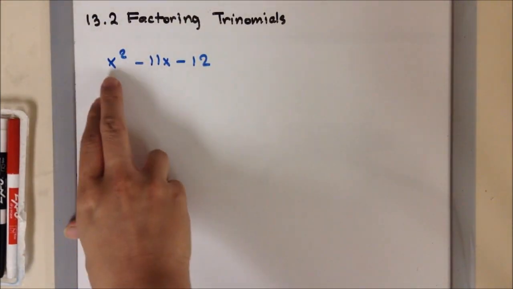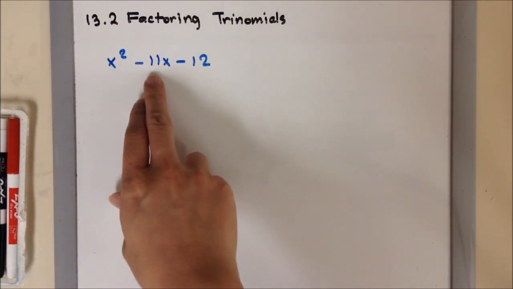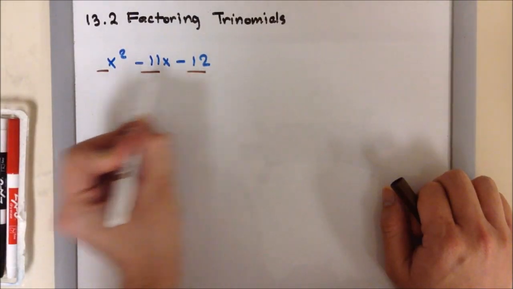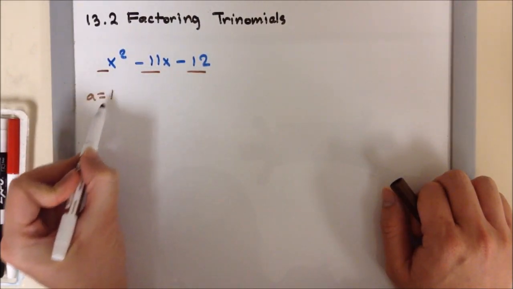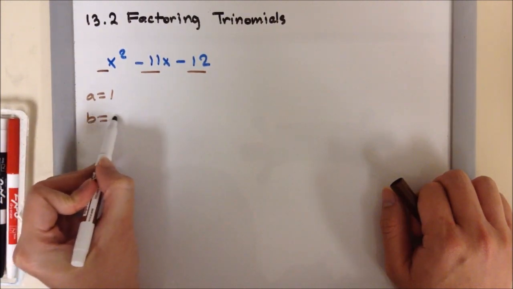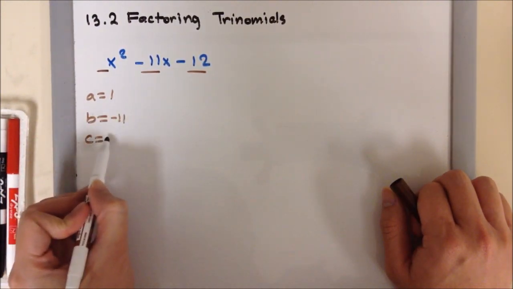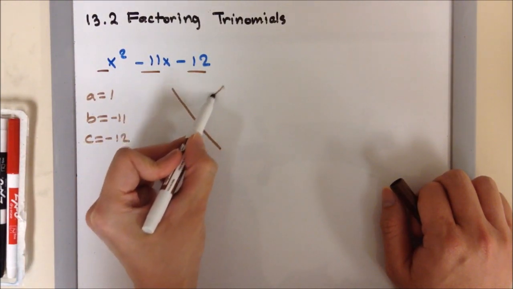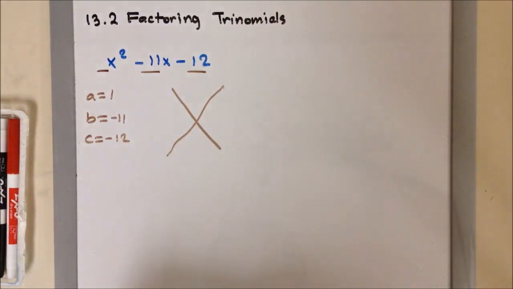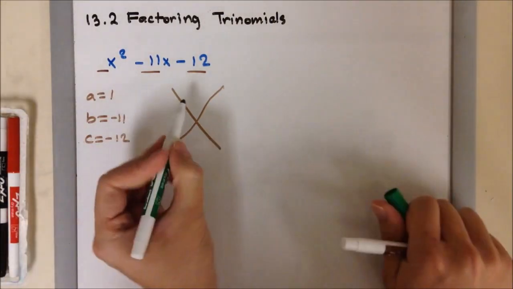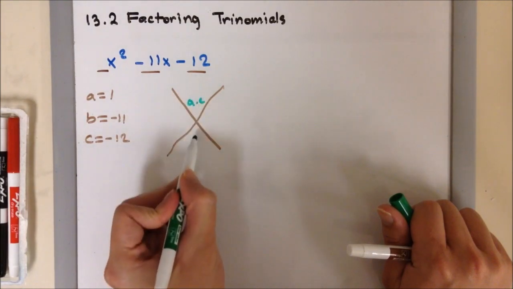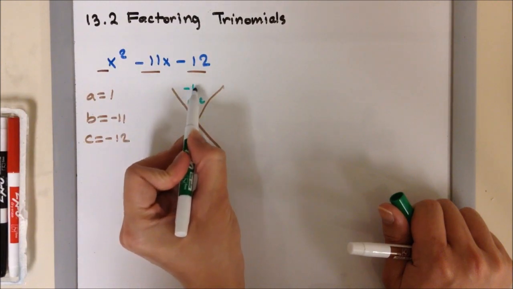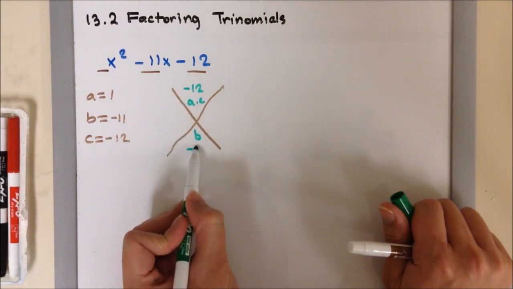In this example, we're asked to factor x squared minus 11x minus 12. So first, identify ABC. So A is the invisible 1, B is negative 11, and C is negative 12. Alright, set up my X table or my cross table. In the top is A times C, and then at the bottom is just B. So A times C, 1 times negative 12 is negative 12, and then B is negative 11.